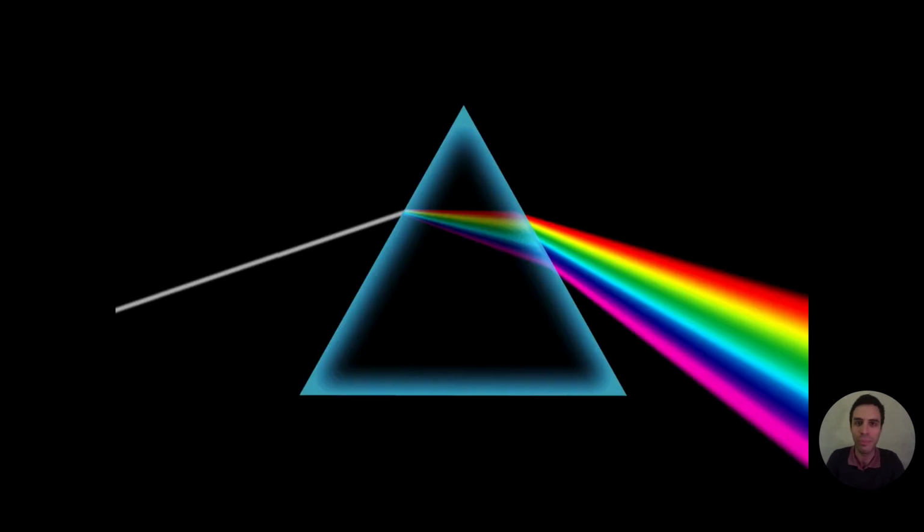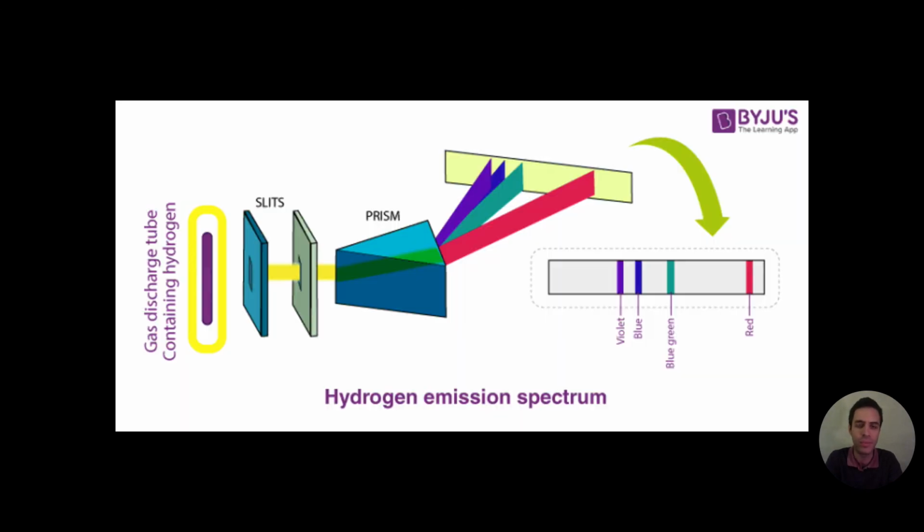There's more. If you remember from physics, when you shine white light through a prism, it refracts. And when it refracts, it separates into all the different colors of the rainbow. White light is not just one color. It's a combination of many, many colors. You can do the same thing with the light coming from an atom, from an element.